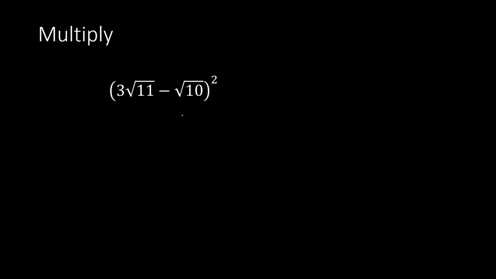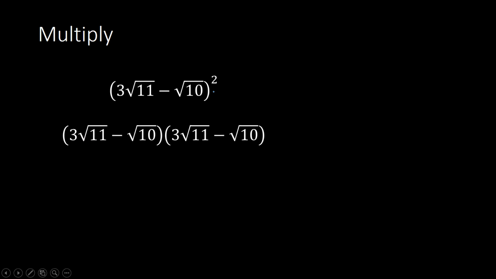Now here's another example, where once again we are squaring, which means I'm going to multiply it by itself. And now when I multiply, I take the first term, multiply it by 3 square root of 11, then multiply that by negative square root of 10. So when I multiply the first term, 3 square root of 11 times 3 square root of 11, 3 times 3 gives me 9.